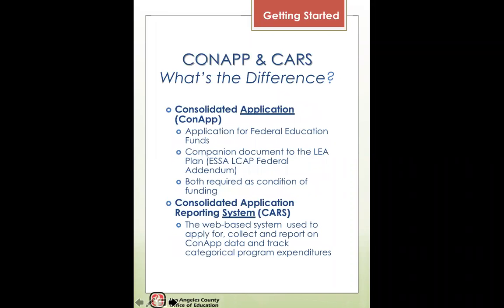The next slide is just a little vocabulary I always like to clear up. What is the difference? We call it the consolidated application. Those of you who work on it affectionately call it the CONAP, and that is the actual application for federal funding. Both the LEA plan and the CONAP are required as conditions of funding. CARS, or the Consolidated Application Reporting System, refers to the system that's used to collect and report the data. So there's the application and the CARS system. People sometimes use those terms interchangeably, but that's the difference.